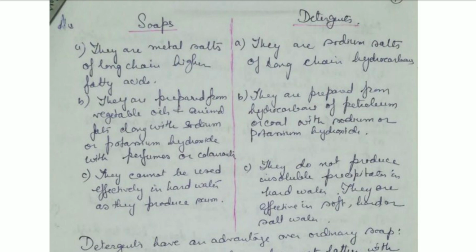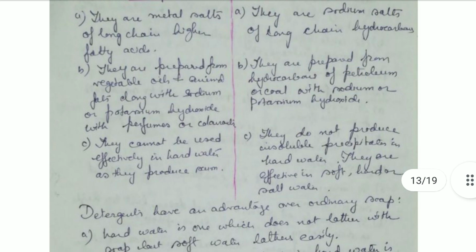Soaps are prepared from vegetable oils and animal fats, along with sodium and potassium hydroxide, with perfumes or coloring agents. But detergents are prepared from hydrocarbons of petroleum or coal with sodium and potassium hydroxide. Here also sodium and potassium hydroxide is there in soap, but generally the base material is vegetable oil or animal fat. In the case of detergent, they are hydrocarbons of petroleum and coal.